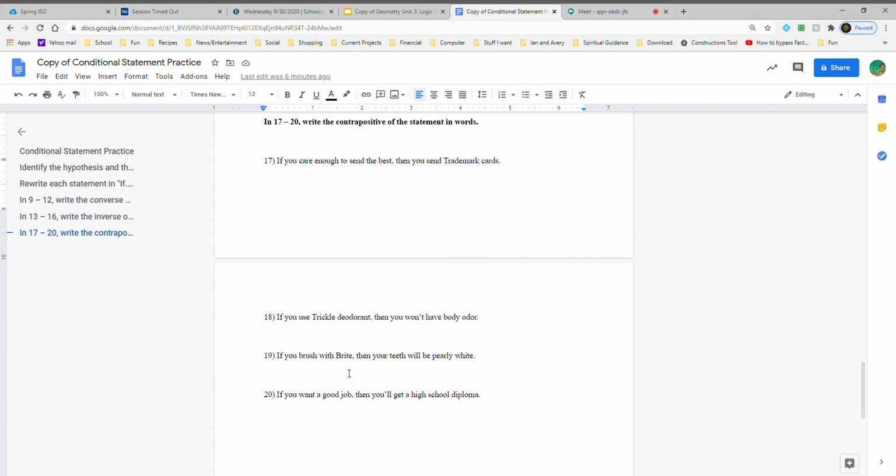If you brush with bright, then your teeth will be pearly white. Oh, that's irritating. I hate rhymes. So the opposite of this: if your teeth are not pearly white, then you did not brush with bright. And finally, if you want a good job, then you'll get a high school diploma. You would flip them, and it would be if you don't get a high school diploma, then you won't get a good job, or you can't get a good job, or something like that. Okay, so that's a lot of examples. I hope that makes sense, and I hope that helps.